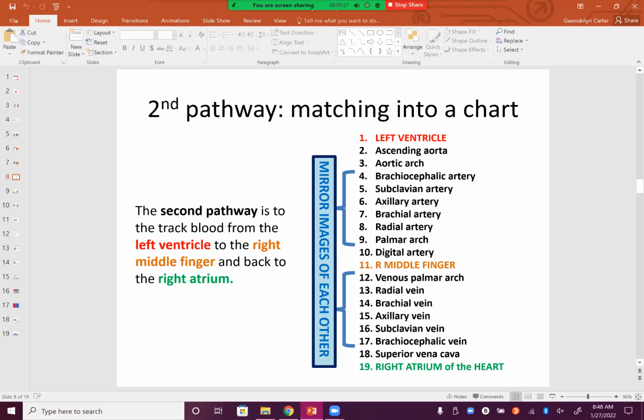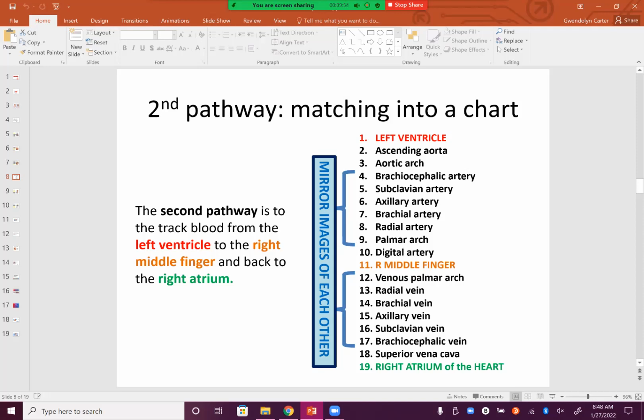So these two are mirror images of each other. With the palmar arch, remember vein versus artery, so that you don't accidentally put radial here when it should be radial artery, not radial vein. So pay attention. We go from the palm of the hand: radial, brachial, axillary. All of these are mirror images of each other.